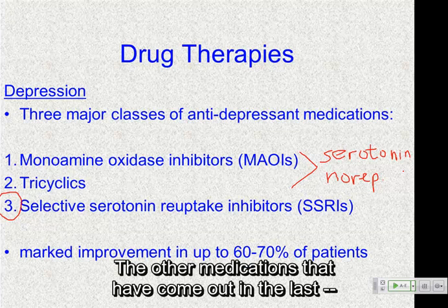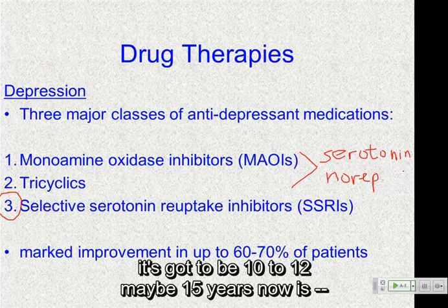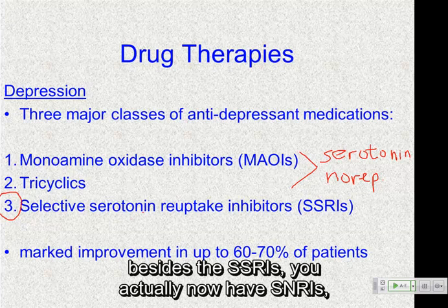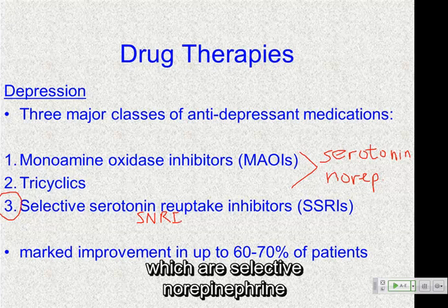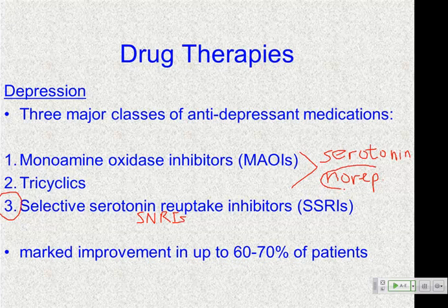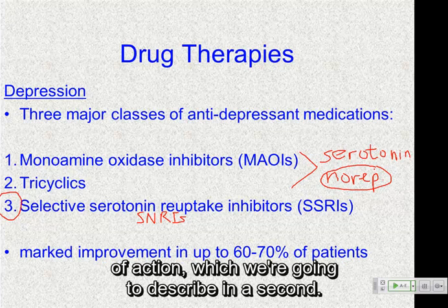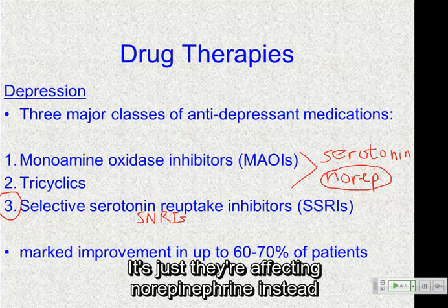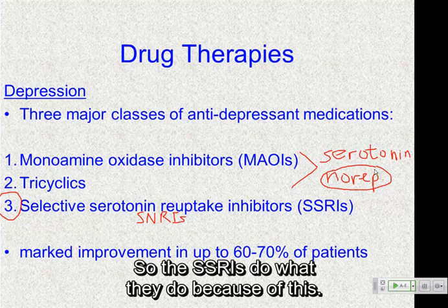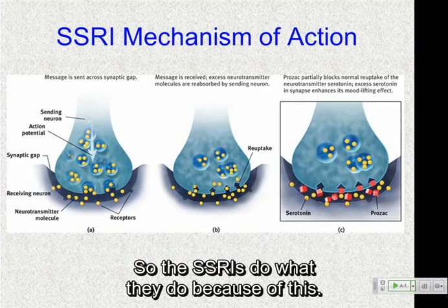The other medications that have come out in the last 10 to 12, maybe 15 years now, besides the SSRIs, you actually now have SNRIs, which are selective norepinephrine reuptake inhibitors. So kind of the same way of doing it in terms of the mechanism of action, which we're going to describe in a second. It's just they're affecting norepinephrine instead of serotonin. So the SSRIs do what they do because of this.